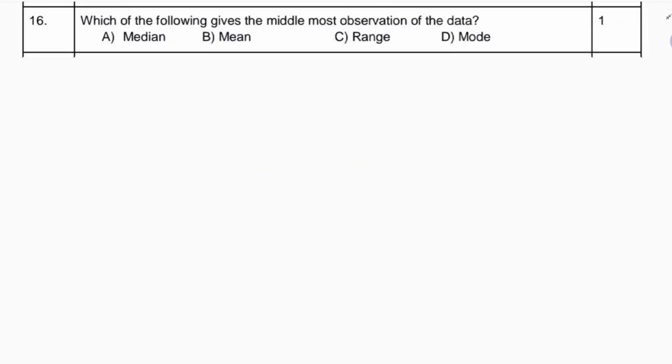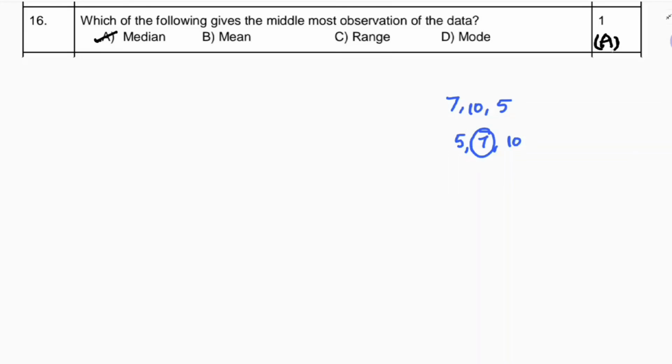Which of the following gives the middlemost observation of the data? Median, mean, range, or mode? See, answer is median, because how will you find median? For example, the observations, if you take 7, 10 and 5, you will arrange in ascending order 5, 7 and 10. Then the middlemost value is the median. So here the middlemost observation is median. Correct option is A.